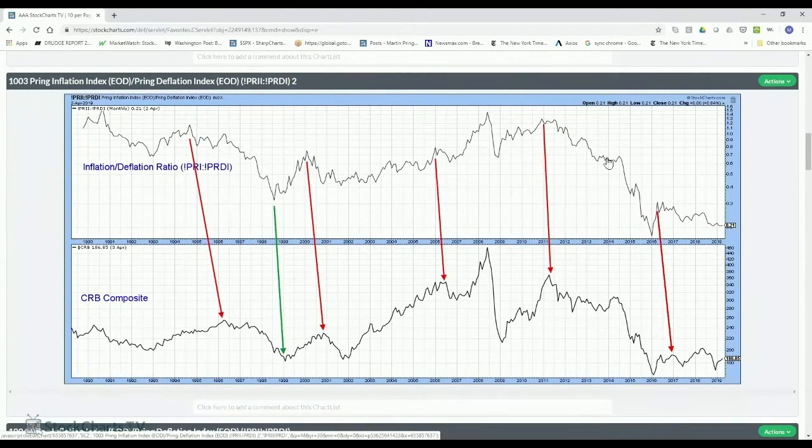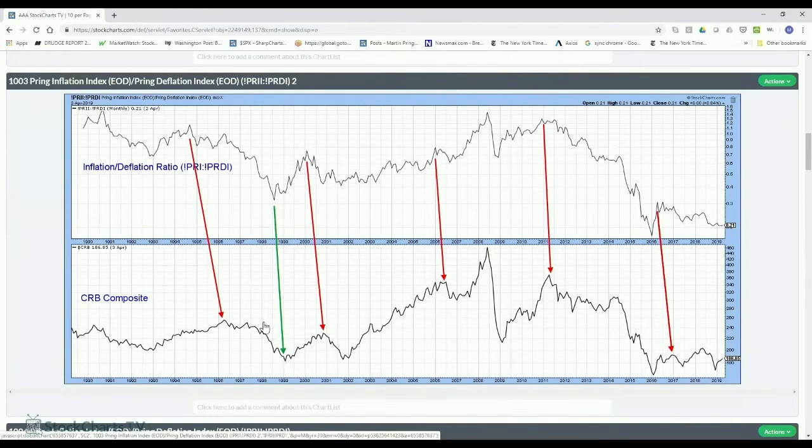So another thing we can do is compare the inflation index, the exclamation mark PRI, with the exclamation mark PRDI. And that is really the stock market's way of betting on whether we're going to have inflation or deflation, whether commodities are going to do well, or at the other end of the scale, whether bonds are going to do well. And whereas with the inflation index compared to the CRB composite, we don't get too much in the way of lead times, when we create a ratio of the two, then that ratio tends to peak out ahead of the CRB composite. And it also troughs ahead of the CRB composite.